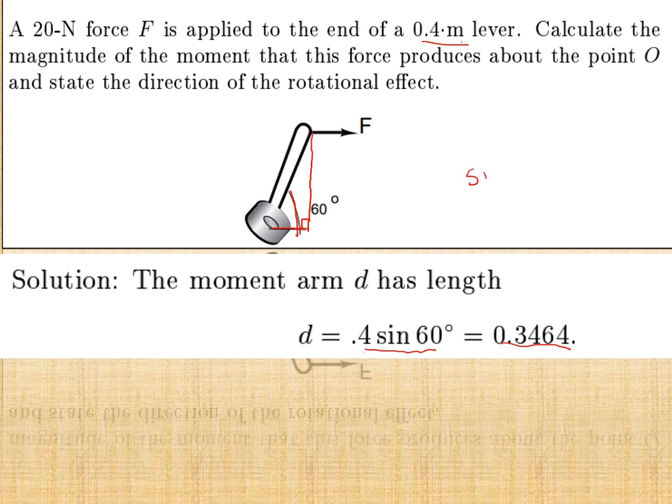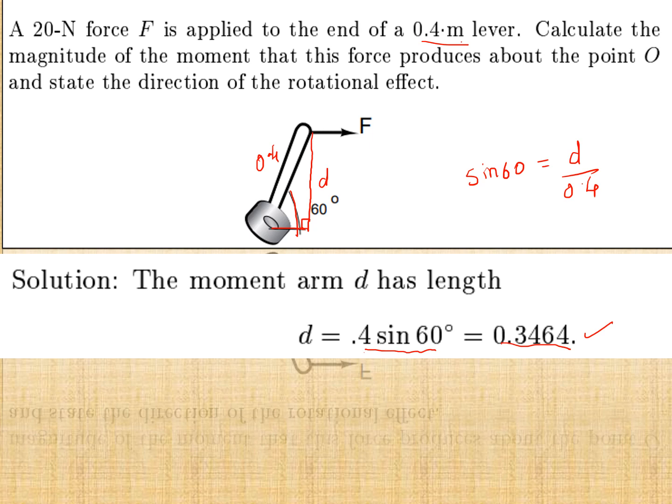What is sine 60 now? If this is D and this is 0.4, then sine 60 will be equal to D upon 0.4, the opposite side divided by the hypotenuse. So D will be equal to 0.4 into sine of 60. So that will be 0.3464.